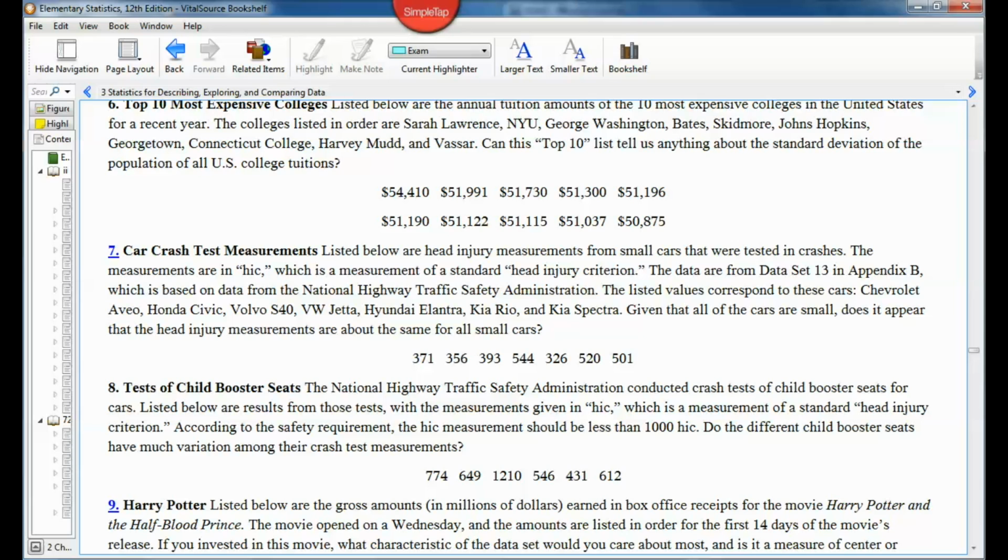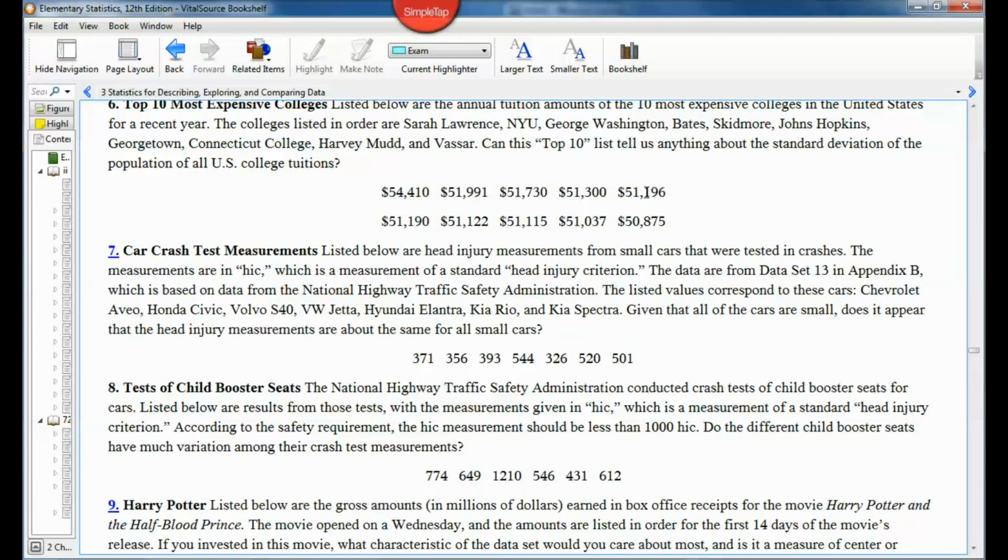It can't tell us anything about the population of all U.S. college tuitions, because this is the top 10. This is the most expensive. We can't compare the data that we get here to the data of every college in the United States. So here are the tuitions listed.